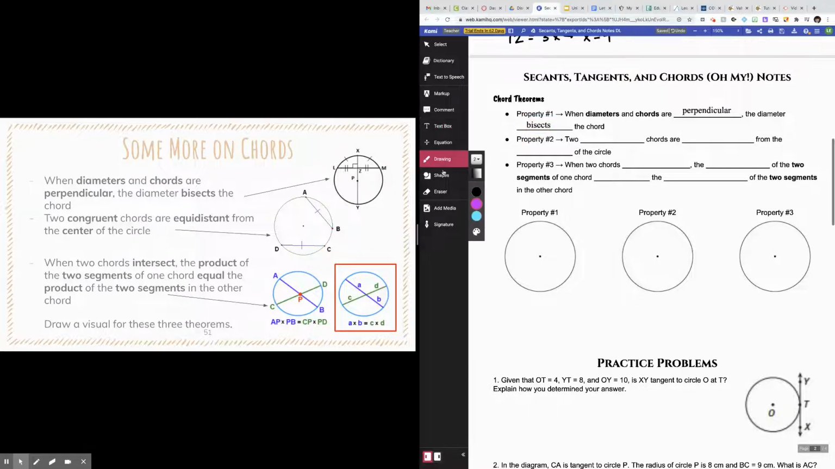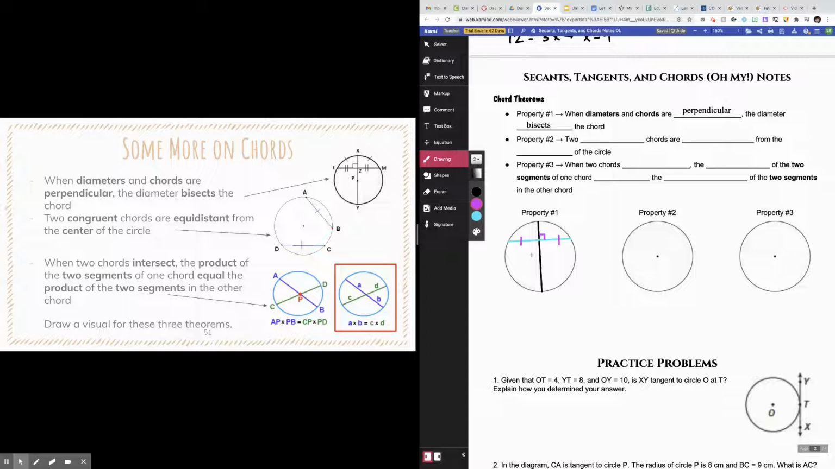Okay, so here's what I mean by that. Under property 1, if I have a diameter that I'm drawing straight through the middle of the circle, and then if I draw a chord that is perpendicular, I'm doing my very best to draw this so that they're perpendicular. If I draw a chord that is perpendicular to that diameter, then if those two are perpendicular, that means this chord is cut in half.